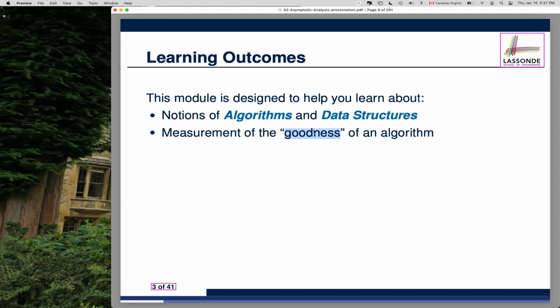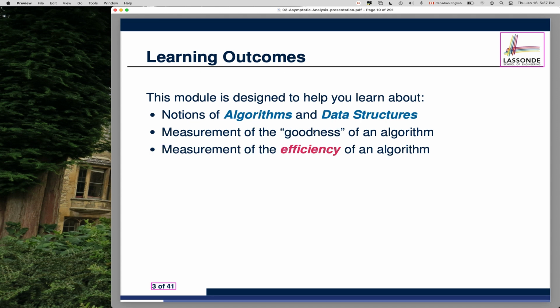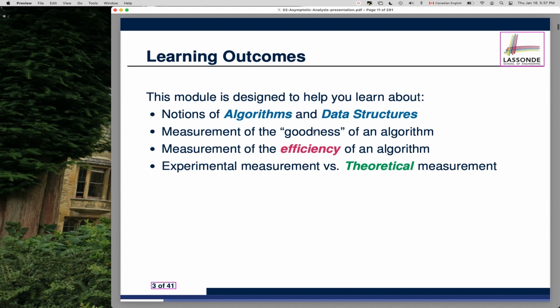And we're going to talk about how you can measure how good an algorithm is. We're going to talk about different criteria. We'll get there. And also efficiency, right? What kind of efficiency can we define? Are we talking more about speed, or are we talking more about space?